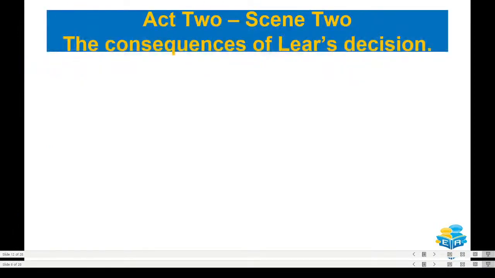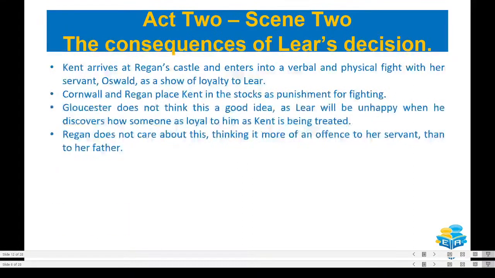Okay? So, moving swiftly on, we're now in the second act. And the focus of the second act is you're seeing now the results, the consequences of Lear's awful judgment and his awful decision making. Alright? So Kent arrives first of all at Regan's castle, and he enters into a verbal and physical fight with her servant Oswald as a show of loyalty to Lear. So good old Kent, put it this way, if you're ever in a tight spot, you would want someone like Kent as a friend. Alright?